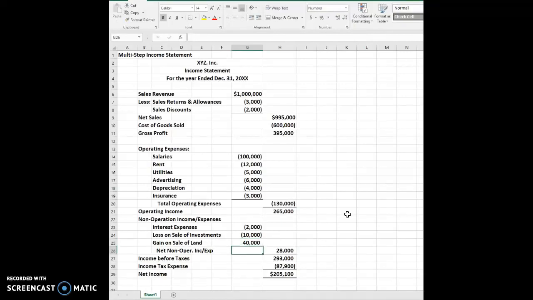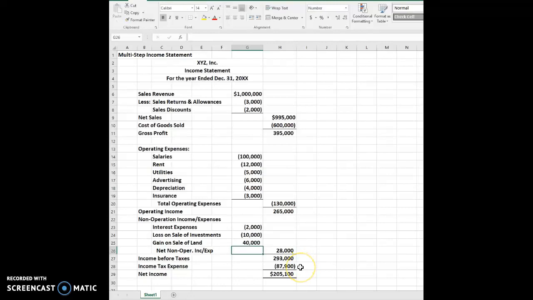If you notice in this area for the gain, I placed a positive number here because this is a gain. These other two are either expenses or losses. So make sure you keep your signs correct here. We'll net these out, and the net result is a positive $28,000 from the non-operating income and expenses section. We'll subtract this, or in this case, we'll add this to our operating income because this is a positive number. And our income before taxes will be $293,000.